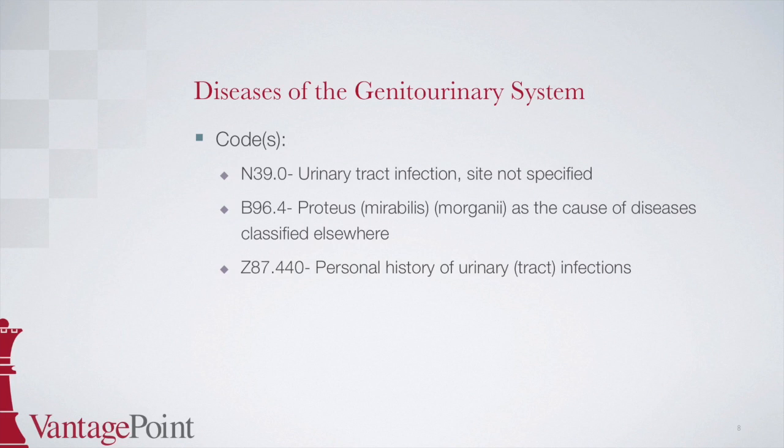To locate this code, start at history in the alphabetic index, and then you want to look down through history until you get to personal. And just be careful that you're not under family history because this is personal history. From there, you would look for infection, and then urinary indented below infection, which points to Z87.440, which you would then confirm in the tabular.